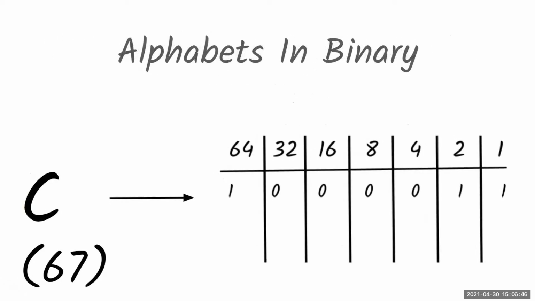So now we can see that it's almost like the number 3. Of course we need to put a 1 under the 64 column, but that leaves us with 3. So we would just put a 1 under the twos column and a 1 under the ones column. So 64 plus 2 plus 1 equals 67. So this is how you do alphabets in binary, and I hope this makes sense to you guys.